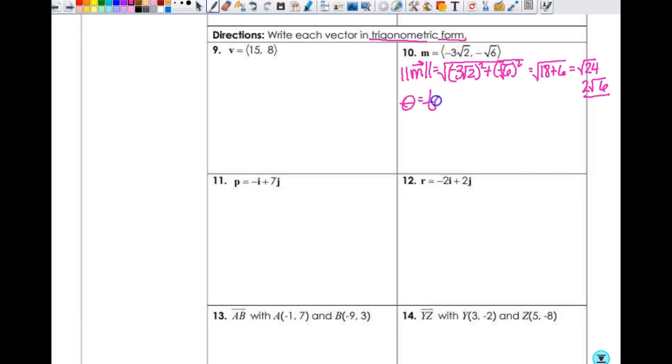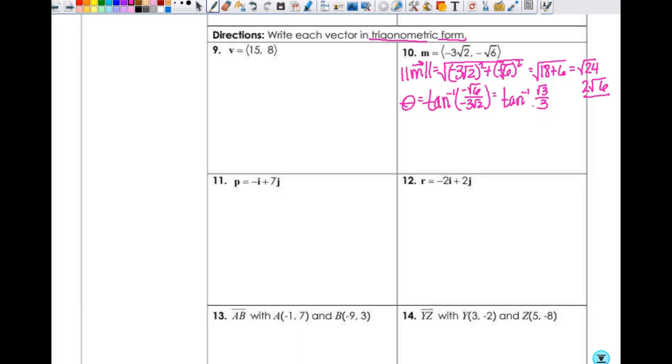Tangent inverse of y over x, so negative square root of 6 over negative 3 square root of 2. When I simplify this, can I simplify those square roots? Like, can I make that just a square root of 3 on the top? No, you totally can't. Anything inside the square root you can deal with, anything outside the square root. So this just becomes the tangent inverse of square root of 3 over 3.